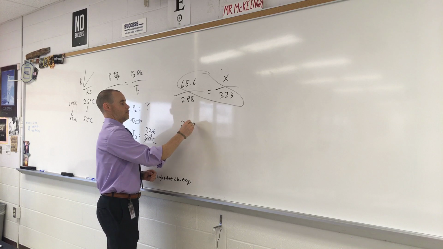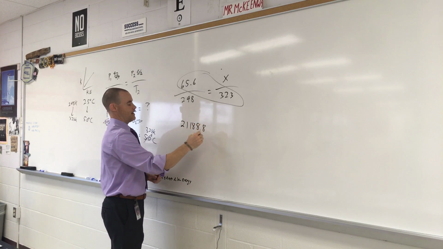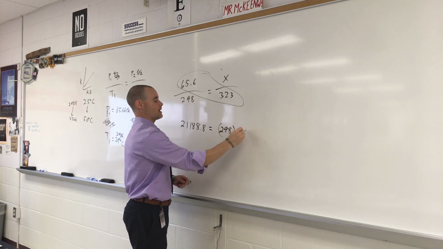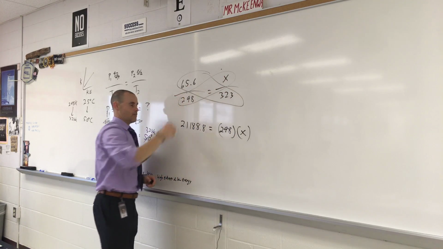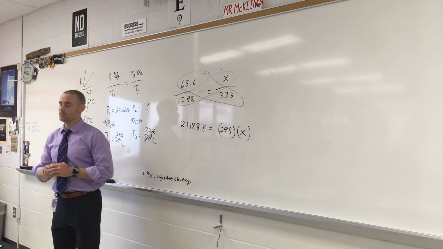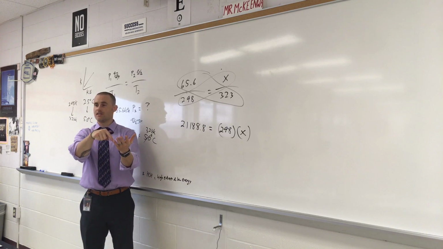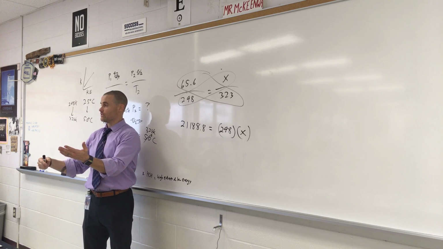21,188. Oh boy. 21,188 times 0.8. A lot of eights there. I almost got it all. Equals 298 times x. And let me give you guys some help here. Maybe I don't need to help you, but if you had a calculator and you typed in 65.6 times 323 divided by 298, you won't get the right answer.